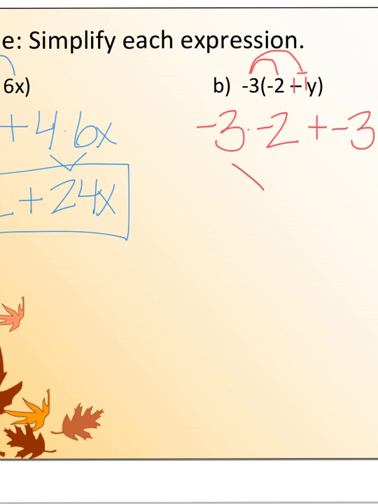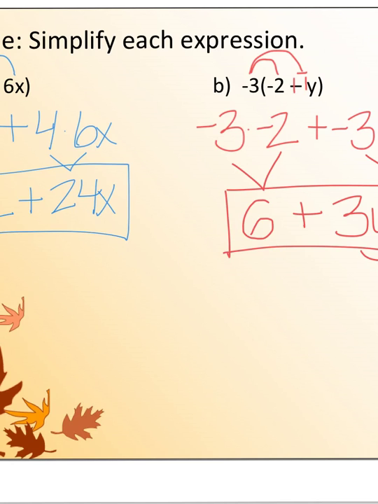So now we're going to multiply. Be very, very careful here. A negative times a negative becomes a positive, and make sure you multiply. 3 times 2 is 6. Plus -3 times -1 is +3. And I only have that y, so it gets tacked on. So we end up with 6 plus 3y.